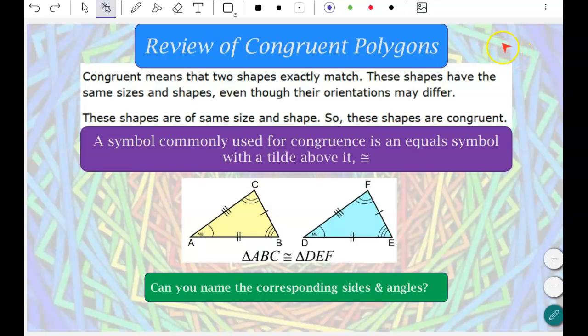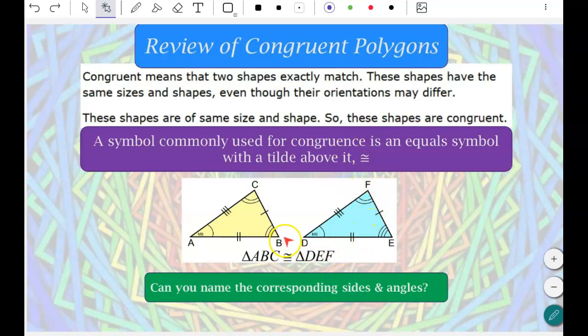First, we're going to look at reviewing congruent polygons. Definition here says congruent means that two shapes exactly match. These shapes have the same size and shape, even though their orientations may differ. These shapes are of same size and shape, so these shapes are congruent. A symbol commonly used for congruency is an equal symbol with a tilde above it. Right here, that means congruent.